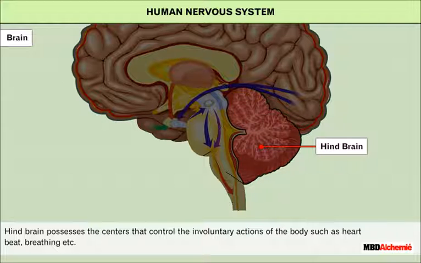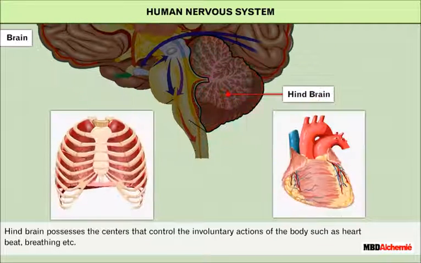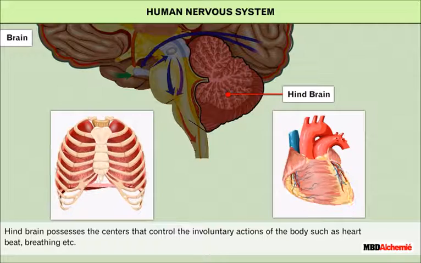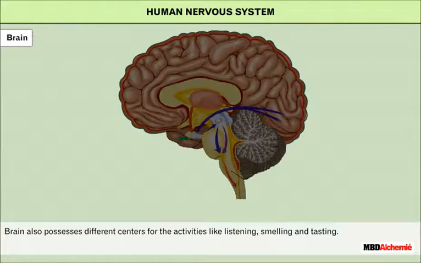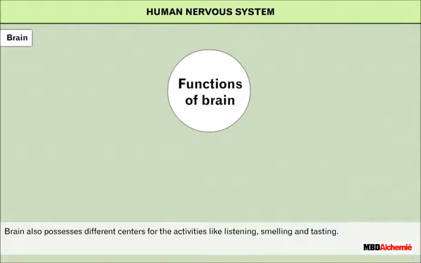Hindbrain possesses the centers that control the involuntary actions of the body, such as heartbeat, breathing, etc. The brain also possesses different centers for activities like listening, smelling, and tasting.